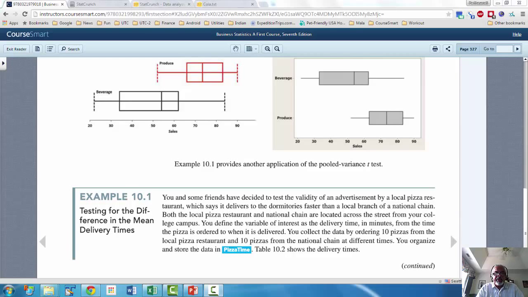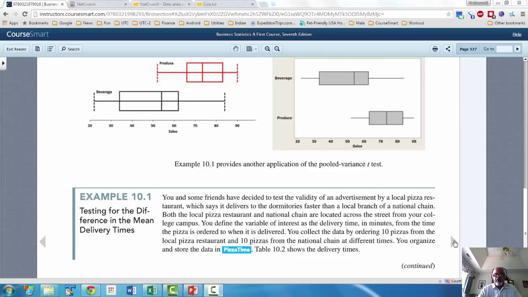Now let's look at one more example of two sample t-test with underlying samples assumed to have equal standard deviation. So here we are testing whether the delivery times for a local pizza restaurant is the same as a national chain. So you collect data by ordering 10 pizzas from the local pizza restaurant and 10 from a national chain at different times of the day.